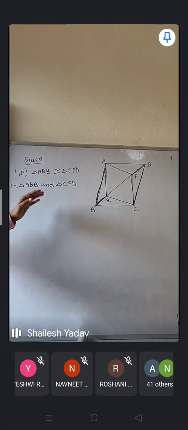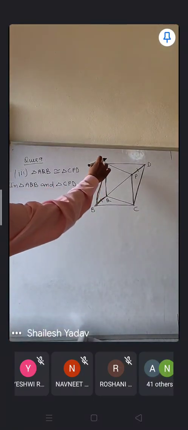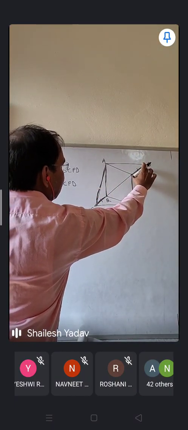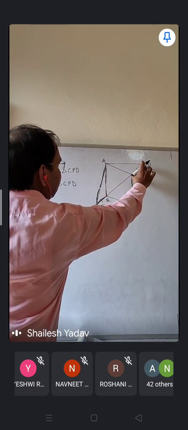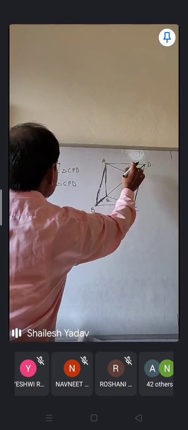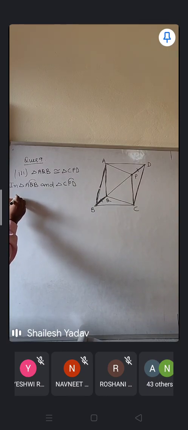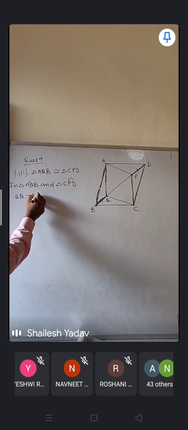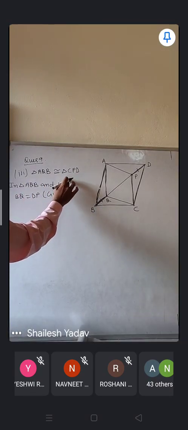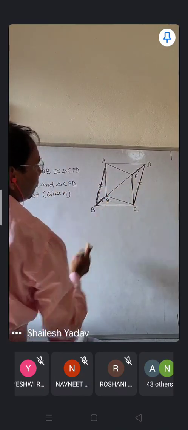So here you need to show three values that are equal, following the congruency criteria. In both the triangles, BQ and DP are equal. BQ is the side in the first triangle as well as DP is the side in the second triangle. So here you will write BQ equals DP, that is given. So you got one side equal in both the triangles. Now you need to find the second.